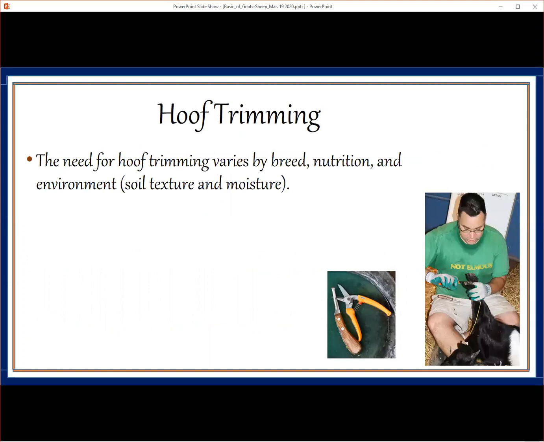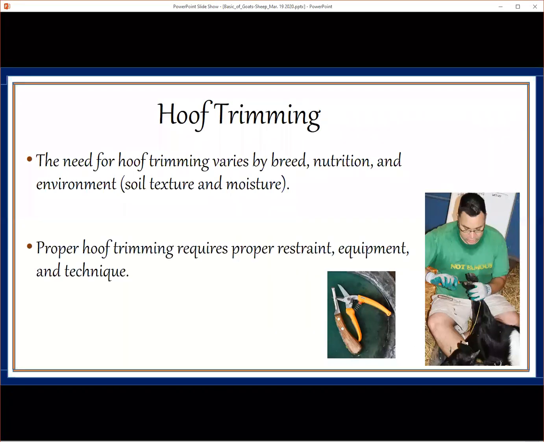Now, hoof trimming: get somebody who knows how to do it to show you, because if you don't do it properly, you're going to get the animals bleeding, and that's not what we want. We want you to just trim them and get them walking nicely again.